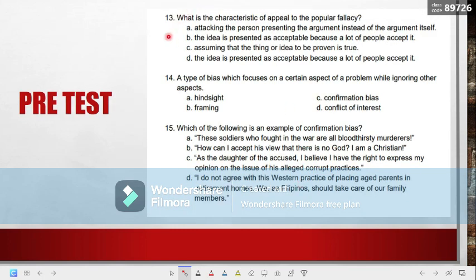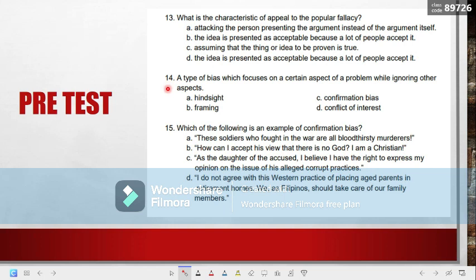Number 13. What is the characteristic of appeal to the popular fallacy? A. Attacking the person presenting the argument instead of the argument itself. B. The idea is presented as acceptable because a lot of people accept it. C. Assuming that the thing or idea to be proven is true. D. The idea is presented as acceptable because a lot of people accept it.